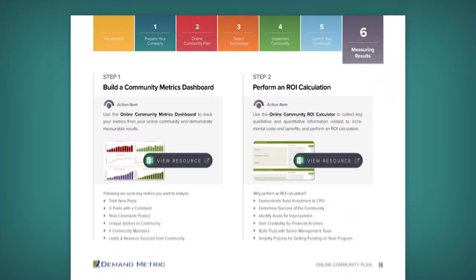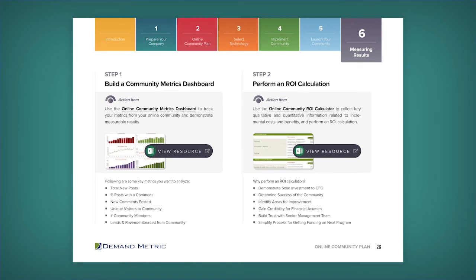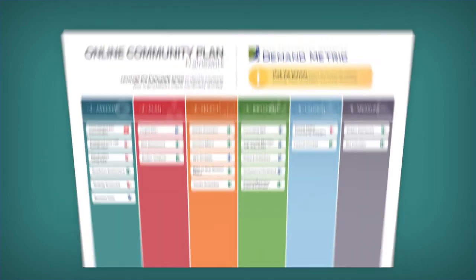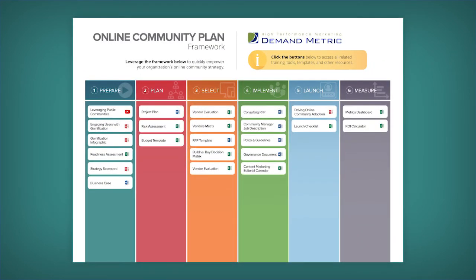And here, step 1 is about building a community metrics dashboard and then performing an ROI calculation. Remember that you can access all these resources in a single page at the start of this guide and on its own with the Online Community Plan Framework.